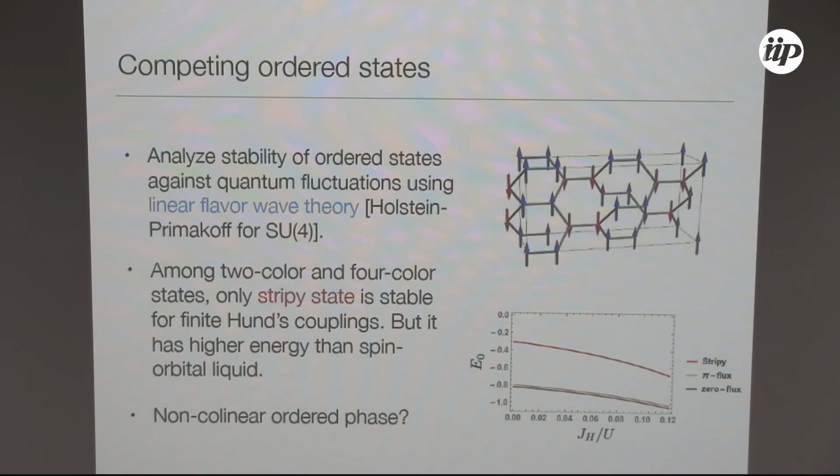So we haven't actually found any transition from this proposed spin liquid state to ordered states, even when you turn on Hund's coupling. So the question is, if the system has some order state somewhere, what kind of state is it? That's pretty much an open question. It's probably some non-collinear order that we haven't considered.